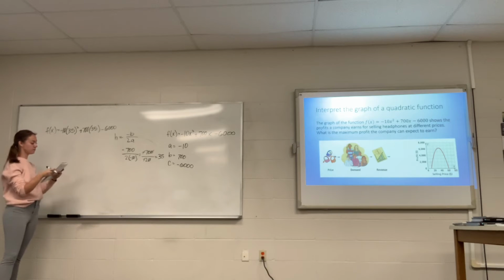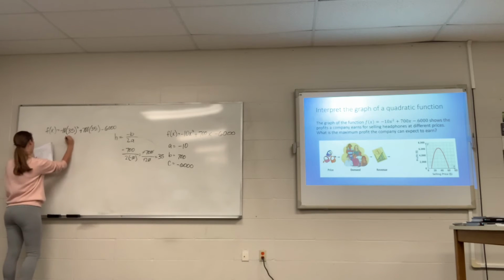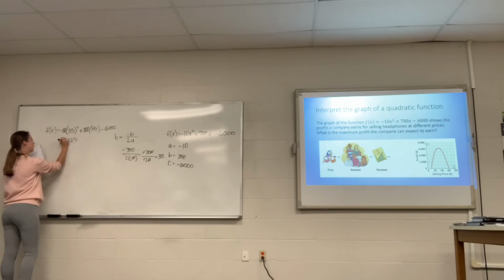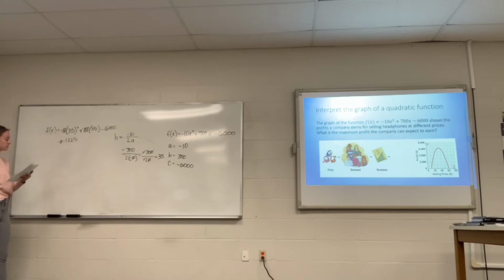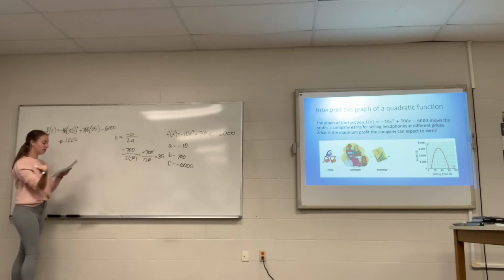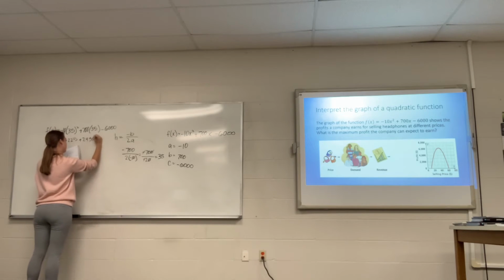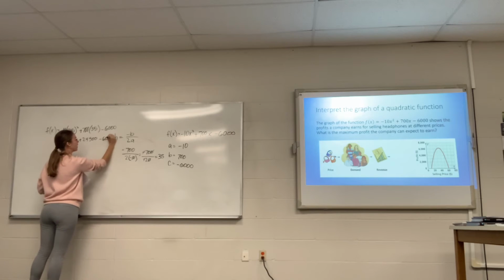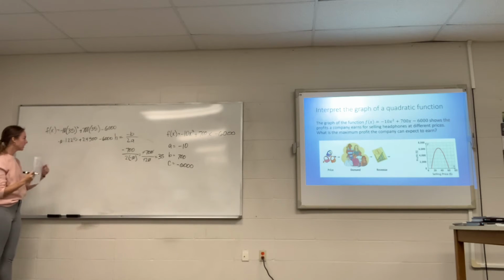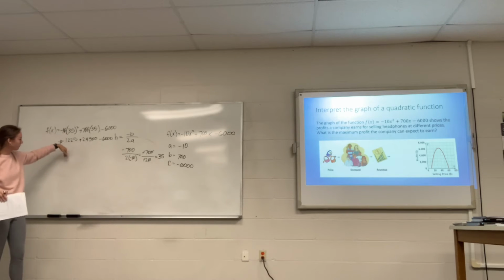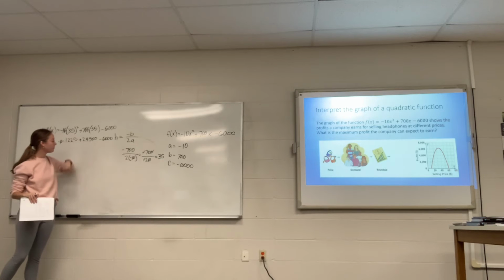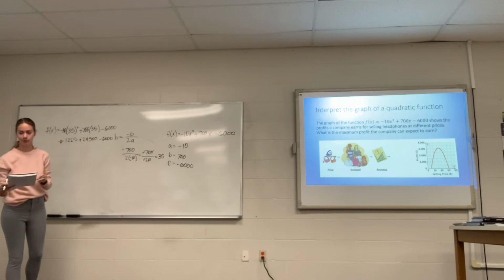So 35 squared is going to give me 1,225. So I'd have negative 10 times 1,225. And then 700 times 35 is going to give me 24,500. And then I still have this minus 6,000. So all I did was square my 35, get 1,225, and then 700 times 35 was 24,500.